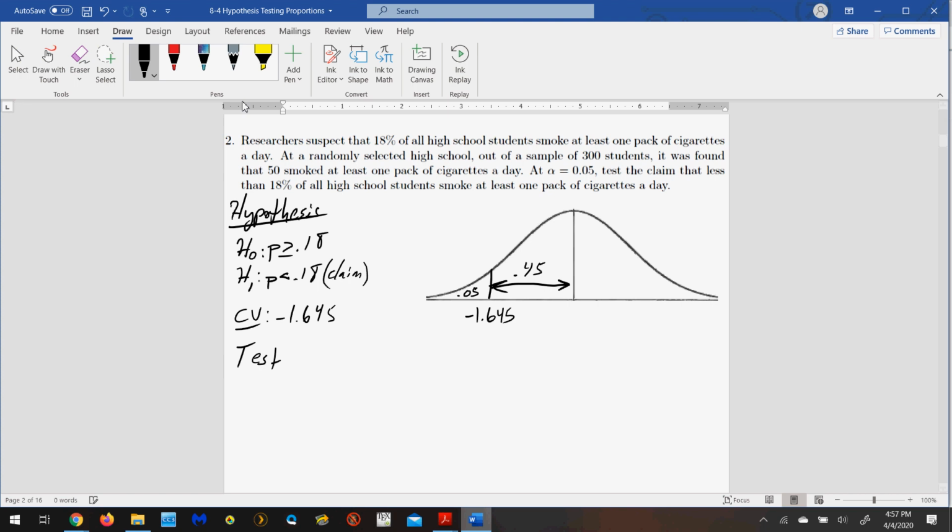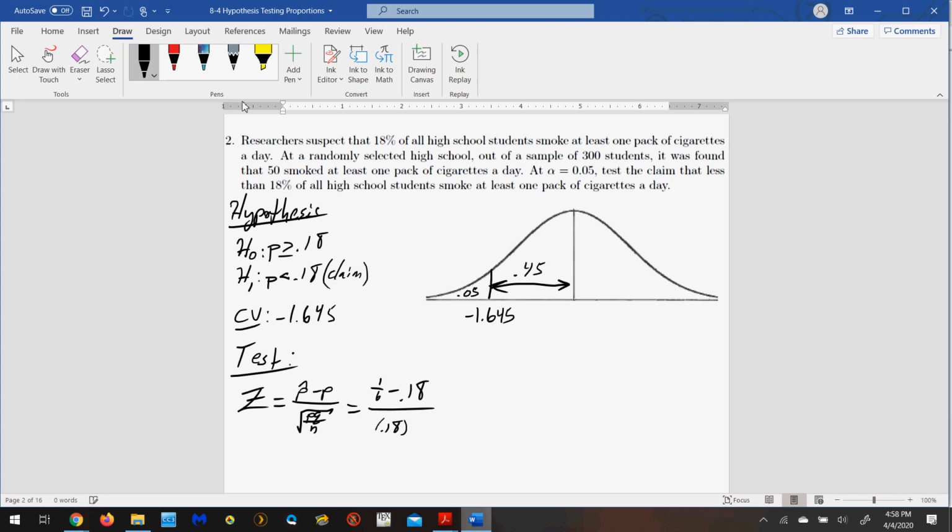Then I have the test statistic. So Z is equal to p hat minus p, all on top of the square root of pq over n. P hat is my sample proportion, so I'm looking to see how many out of how many. It said 50 out of 300. That can easily be simplified to 5 out of 30, and then to 1 out of 6. Minus 0.18.